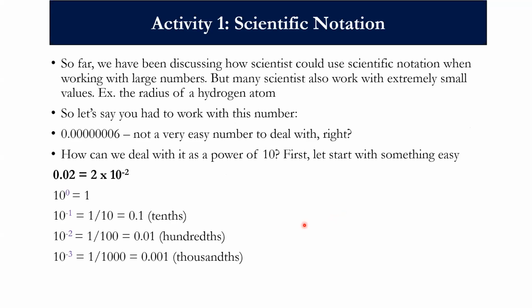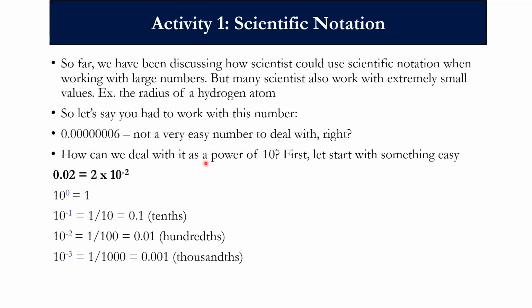So far we have been discussing how scientists could use scientific notation when working with large numbers. But many scientists also work with extremely small values. So an example would be the radius of a hydrogen atom. So let's say you had to work with this number here. This is not a very easy number to deal with or to articulate in a presentation or to write. So it would be easier to represent this number using scientific notation.